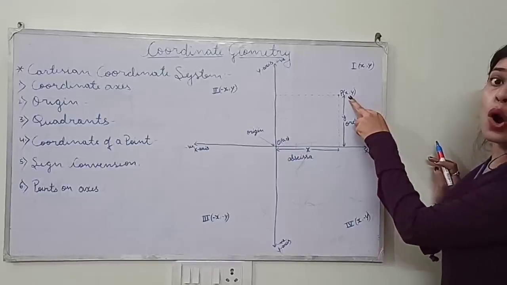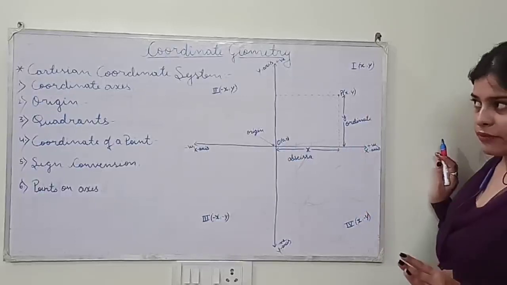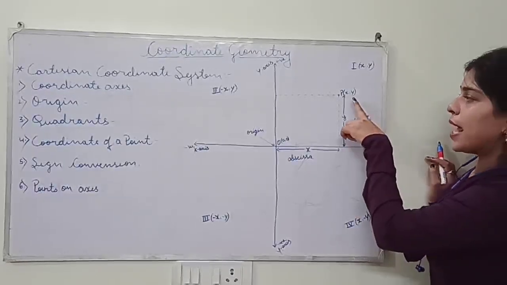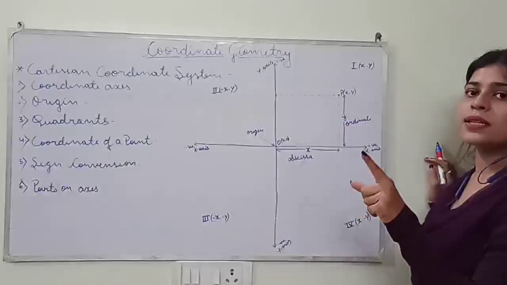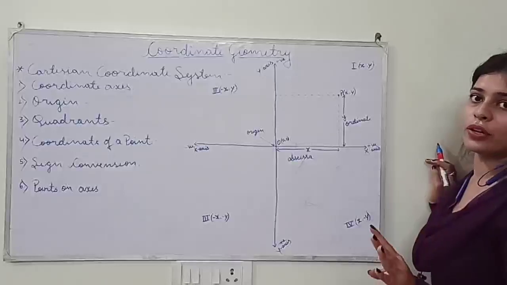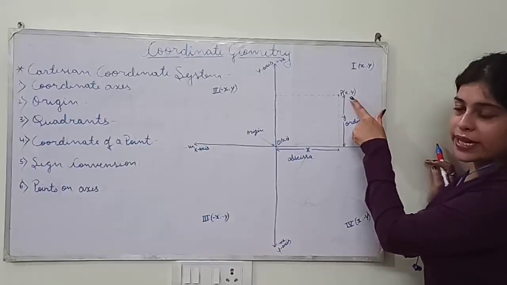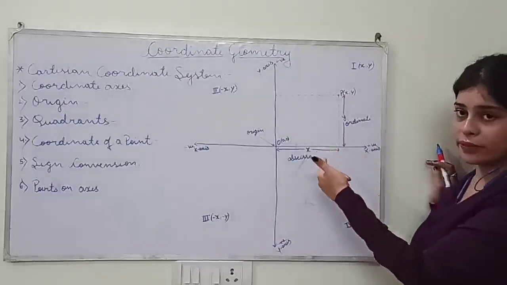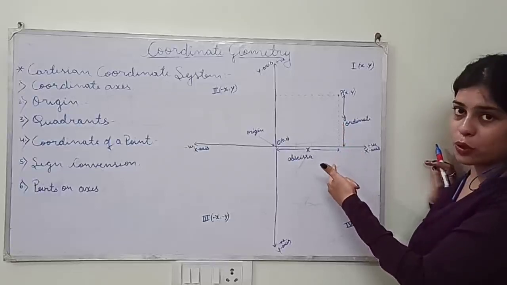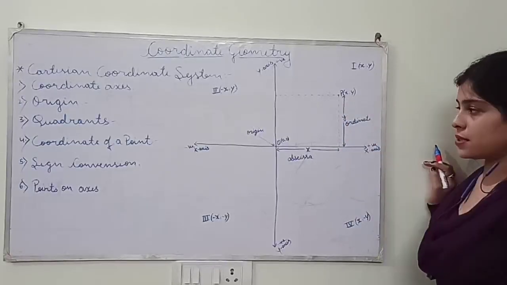This is called the ordered pair. Always, when we are studying the Cartesian coordinate system, the x coordinate will always be written before the y coordinate for any point. For any point we have to write the x coordinate first, then the y coordinate. I have told you 3-4 times before what is the x coordinate and what is the y coordinate, what is abscissa and what is ordinate.